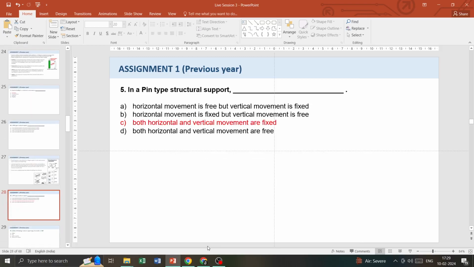So our answer is, in pin type structural support, both horizontal and vertical movements are fixed. None of them translate.